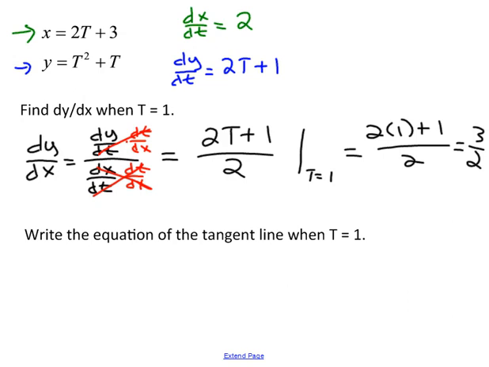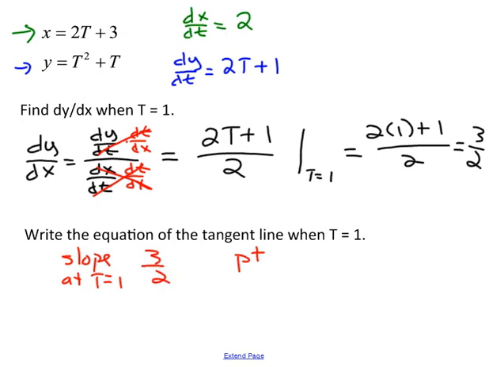Now I want the equation of the tangent line when t equals 1, because we always seem to want the equation of the tangent line. What do I need when I want to find the equation of the tangent line? That's what you have to ask yourself every time, and we know we need the slope and the point. So my slope is what I just found. My slope at t equals 1 is 3/2.